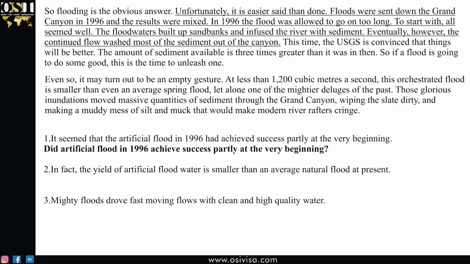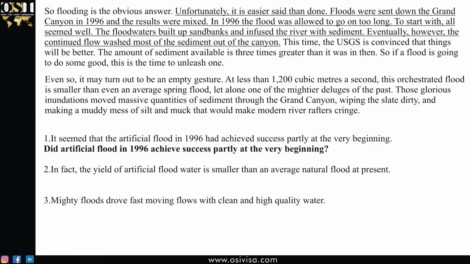That means initially there was some success. The flood that was artificial, it did manage to build up sandbanks. It did manage to infuse the river with sediment. So there was part success. But eventually there is a contradicting linker over here as well. However, the continued flow washed that sediment out of the canyon. That means the success was only in the beginning, and in the end it was not so much.